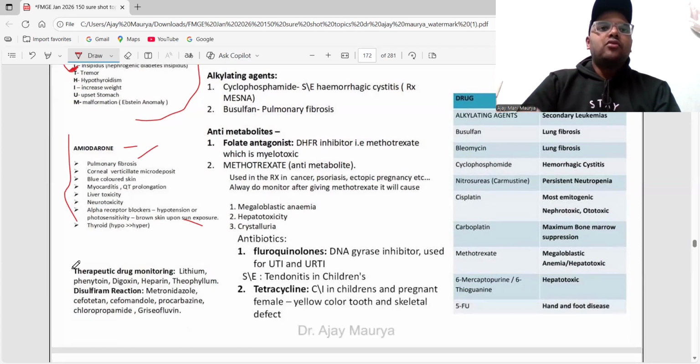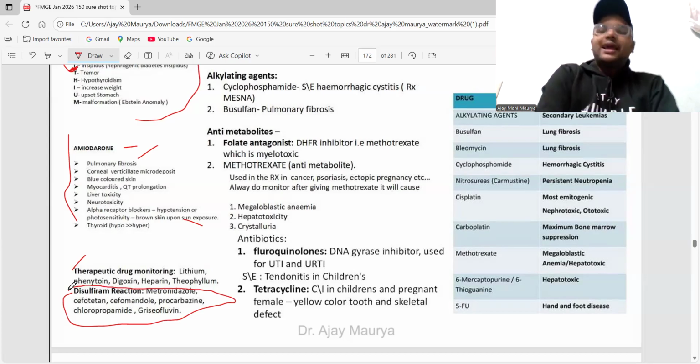Next, you have to remember that therapeutic monitoring is done for lithium, phenytoin, digoxin, heparin, and theophylline. Remember, this is the disulfiram-like reaction.